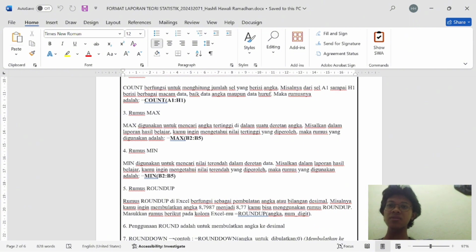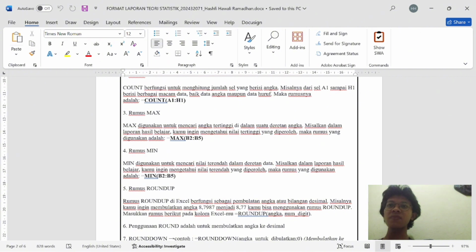4. Minimum formula. The MIN function finds the lowest number in a range. Example: to find the lowest score from B2 to B5, use =MIN(B2:B5).